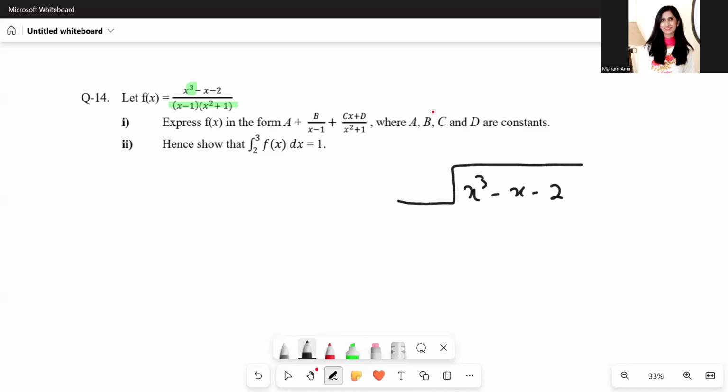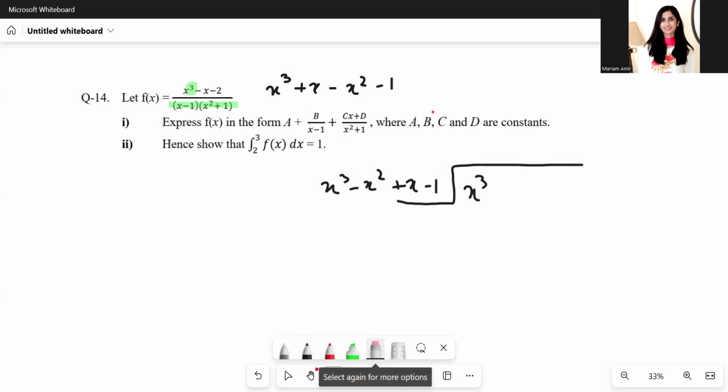Okay, so expand the denominator, we'll get x cubed plus x minus x squared minus 1. So x cubed minus x squared plus x minus 1. Let's start the long division process. In fact, here I should also write 0x squared in between. So x cubed plus 0x squared minus x minus 2.